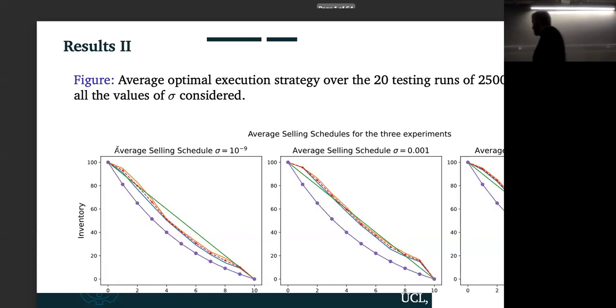These are the strategies. This is the impact for the different volatility. This is the inventory as a function of time. So the Pareto, which is also the TWAP, so constant speed, is the green line. The analytical Nash equilibrium is given by this.